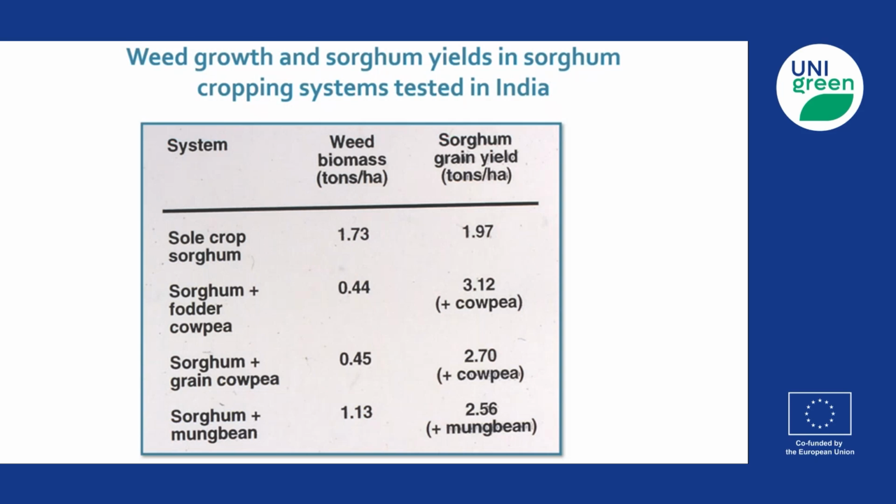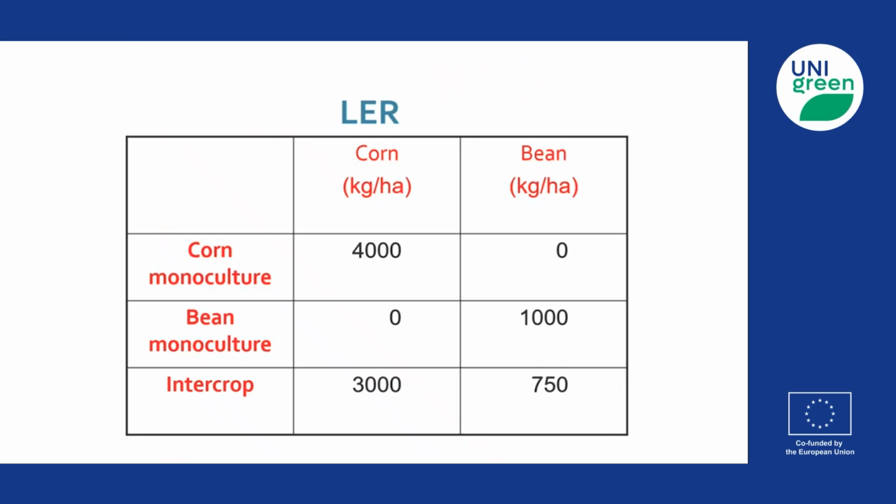So it's kind of the way how we are using arachis. Sorghum, this is fodder cowpea, this is grain cowpea. Look, it's more or less similar. And this is with mango bean. You can see that the biomass is less. But look, the yield of sorghum in these cases is higher than in a monoculture. Okay, because we create the conditions for them.